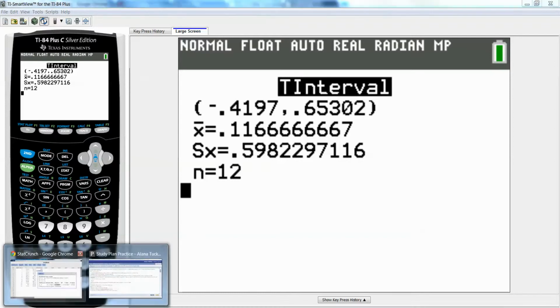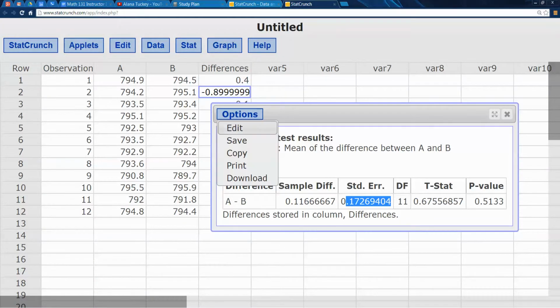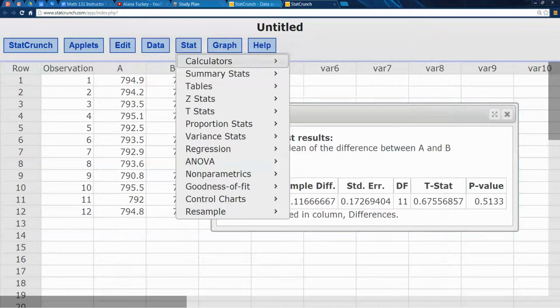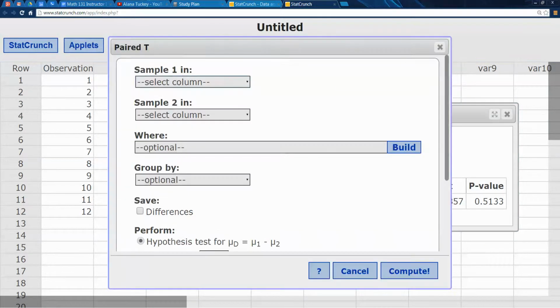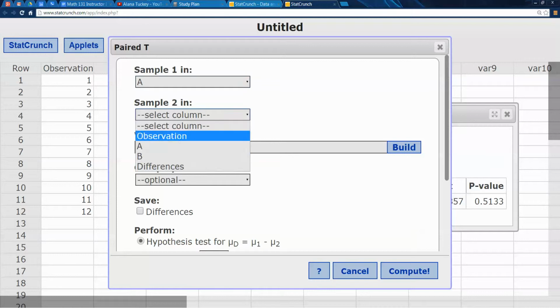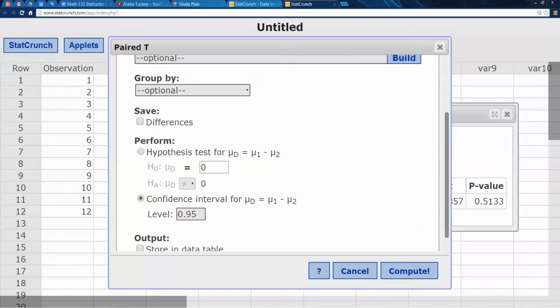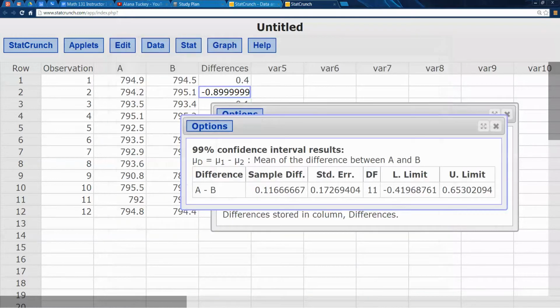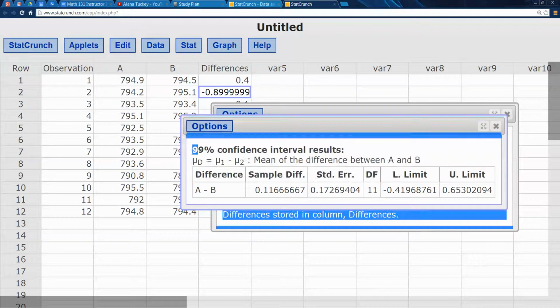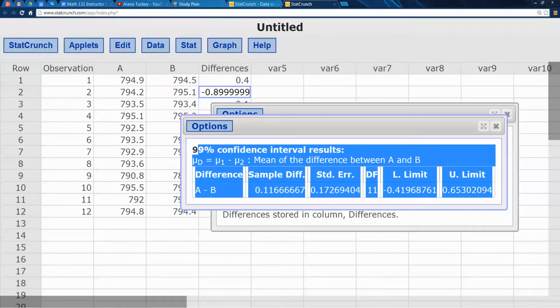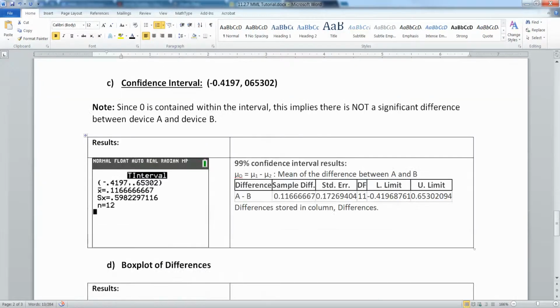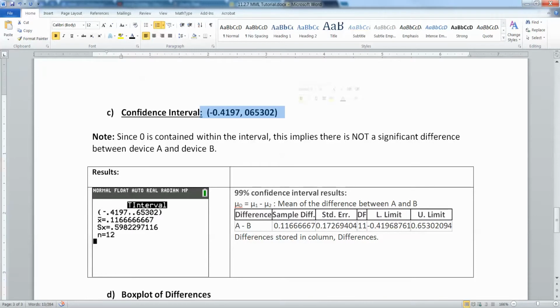On StatCrunch, let me do it again. You go to Stat, T-stats, paired, A, B. I don't really want to save the differences this time because it's the same differences I already found. So I'm going to click confidence interval. I'm going to put 0.99 and click compute. And they're the same numbers that the calculator comes up with. So either one is fine. And again, you should be able to read this output for the sake of an exam. Okay, so let me put that in there. Oops, it already is. So there's my confidence interval right there.